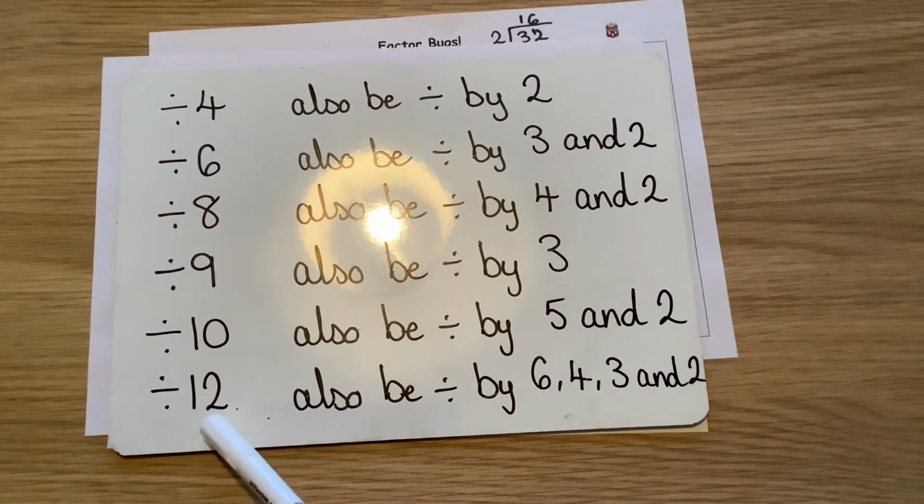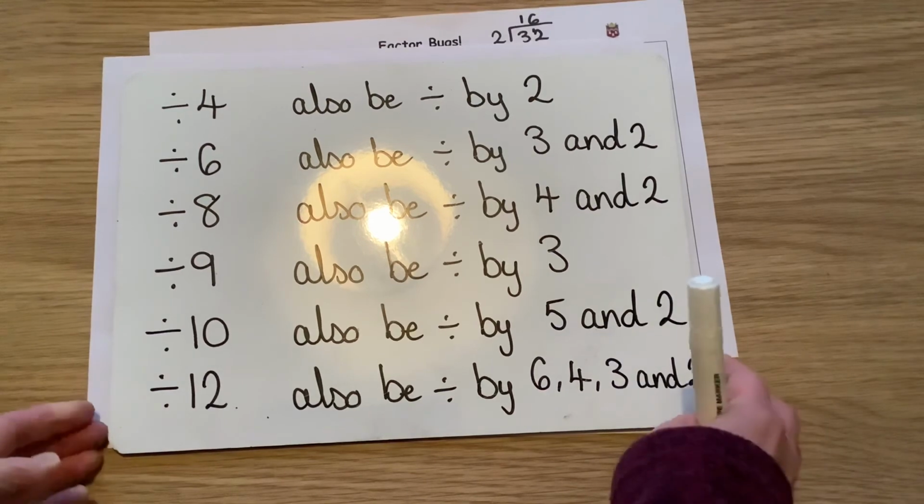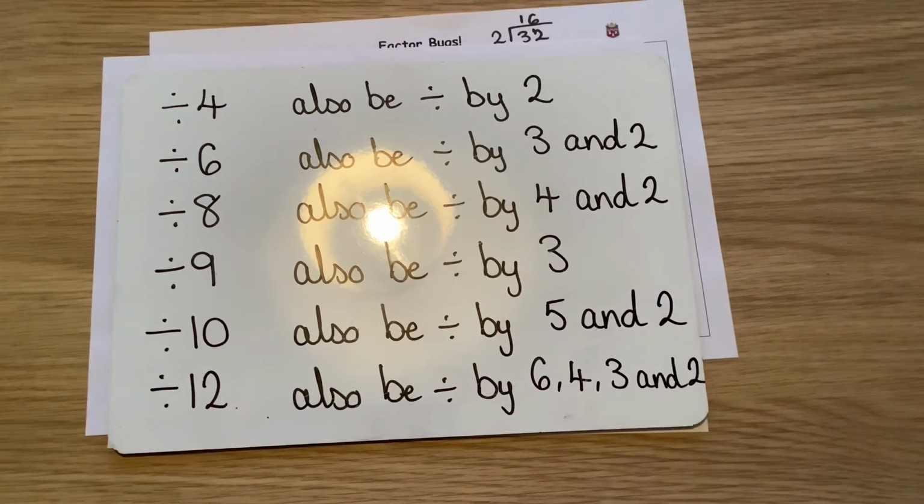And if it's an answer in the 12 times table, it can also be divided by 6, 4, 3 and 2. As well as the number itself, of course, and the number 1. So those are some things to think about today as you revise your factors. Once you get all of that done, your final activity for today is another reasoning activity, all based on division. See if you can do that.